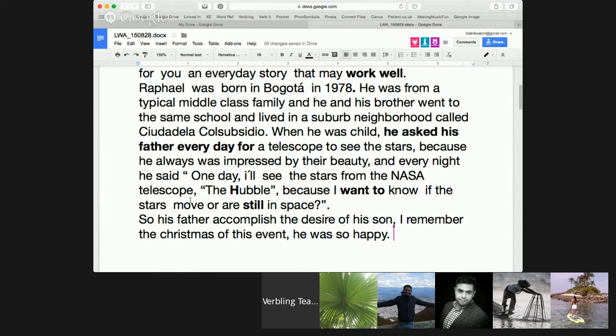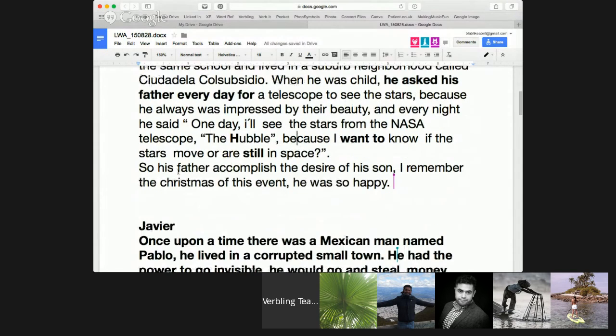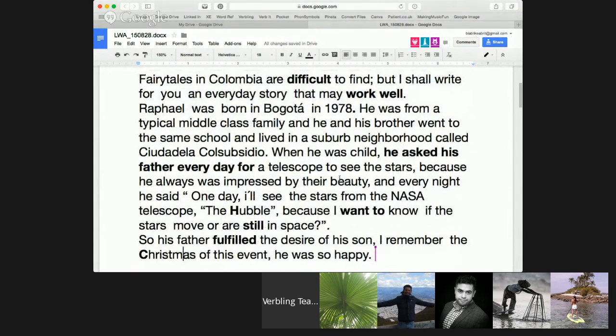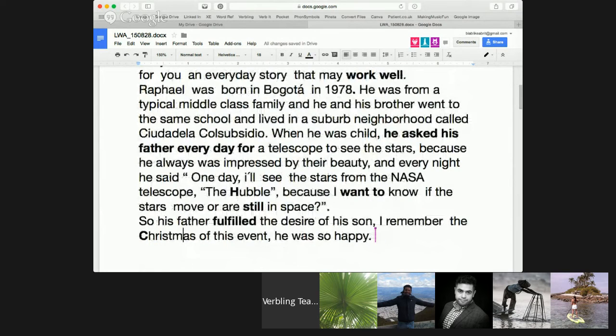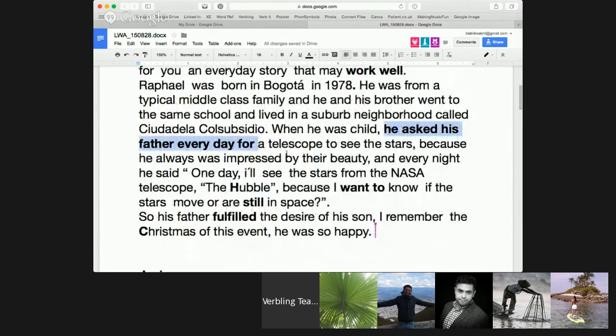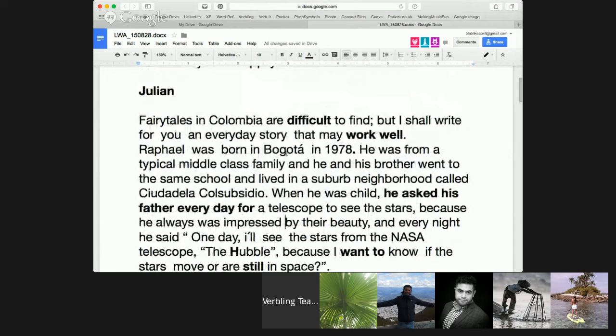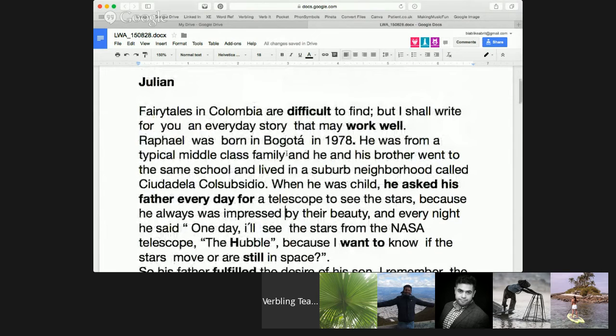Okay. So his father accomplished, I'd say fulfilled rather than accomplished, okay? Fulfilled the desire of his son. I remember the Christmas of this event, he was so happy. Christmas has a capital because it's coming from the word Christ, which is a name. Well done. Really, a few little mistakes there. Just this one, like a sentence arrangement, but overall excellent. Well done, Julian, and I love the story you chose.